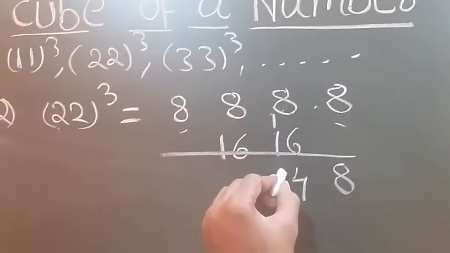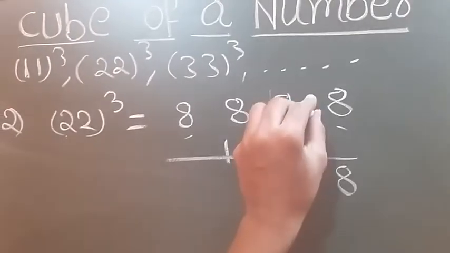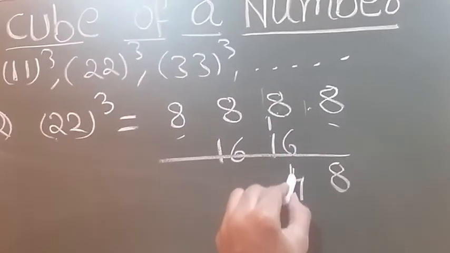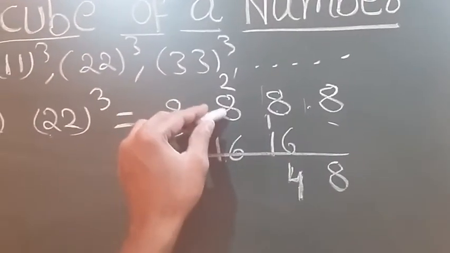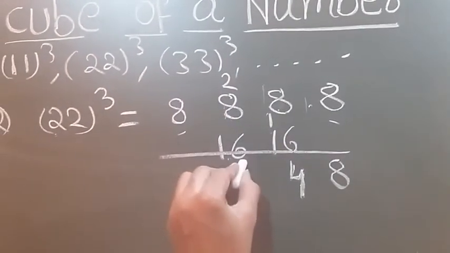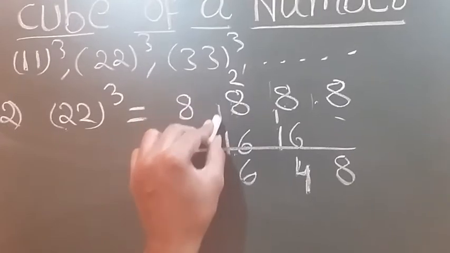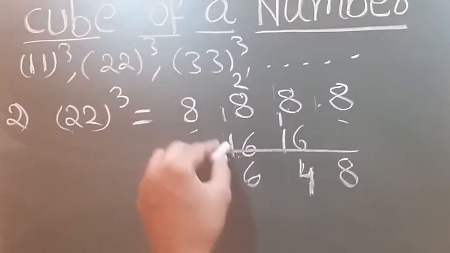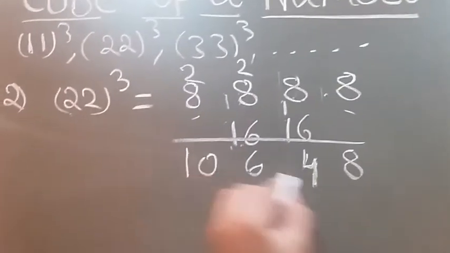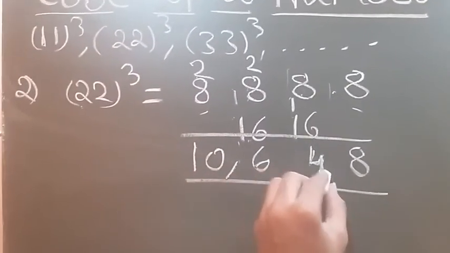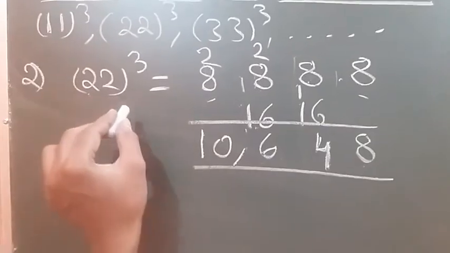1 plus 1, 2. Don't keep 2 here, because for one column we have to keep one digit, right? Already we have kept 4. Now keep 2 here. Now add these 3. 8 plus 2, 10. 10 plus 6, 16. Keep 6 here, 1 here. Now 8 plus 2, 10. 10,648 is the cube of the number 22.